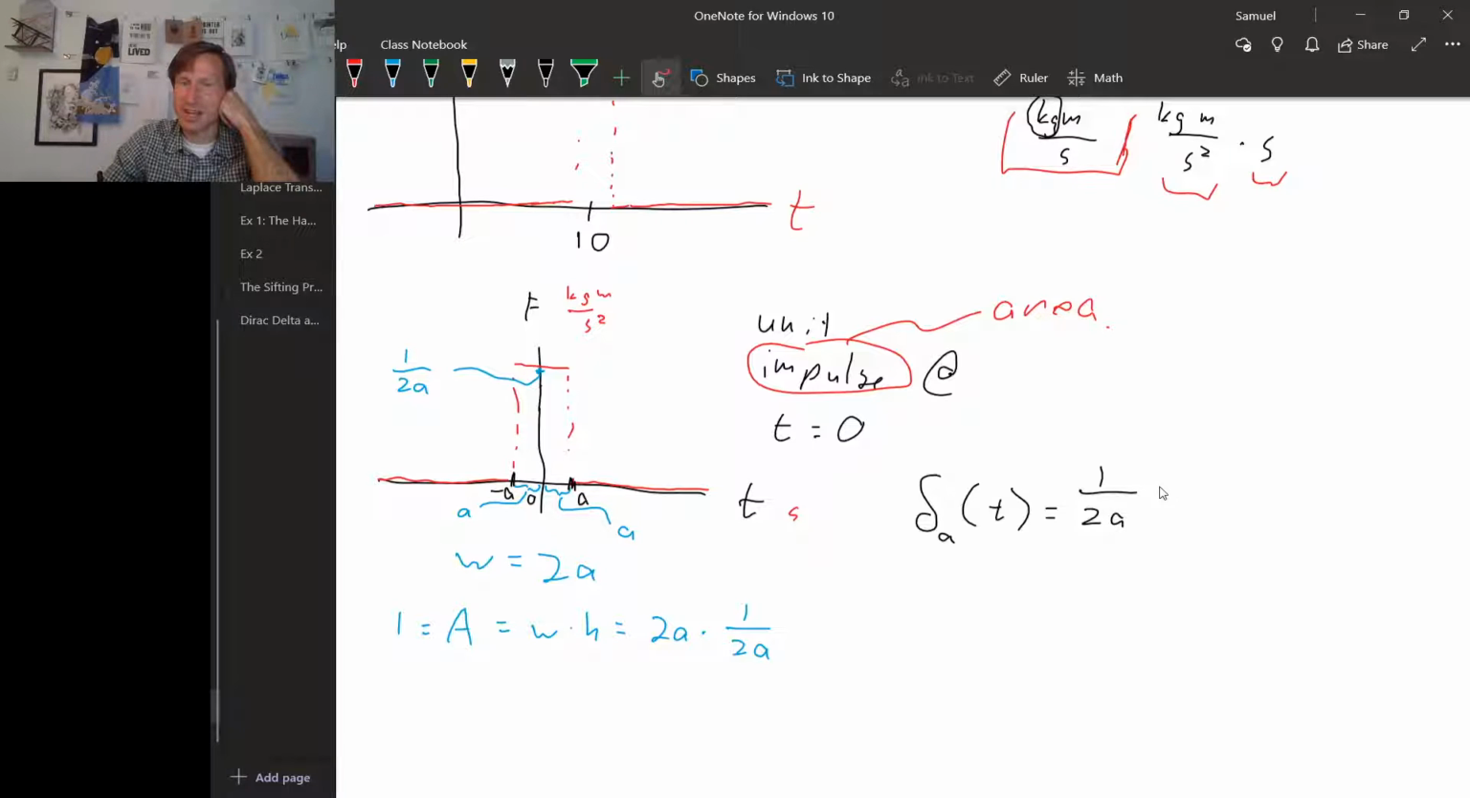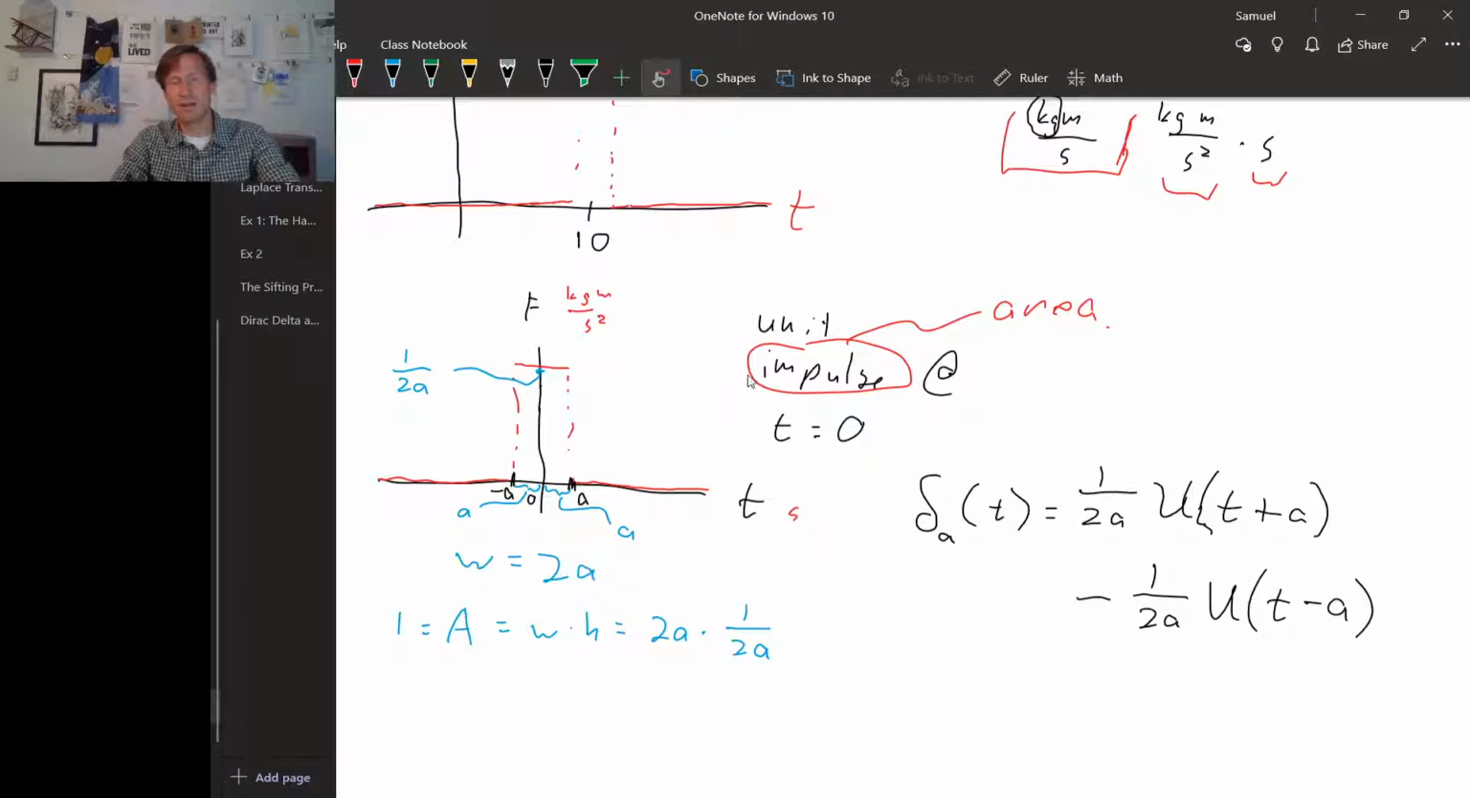And so to turn it on, we multiply by a step function. This step function is turning on at negative a, so t minus negative a, so t plus a, minus, because we're turning something off. So we need to subtract 1 over 2a times u shifted over to time a. Okay, so this is a formula for this graph.